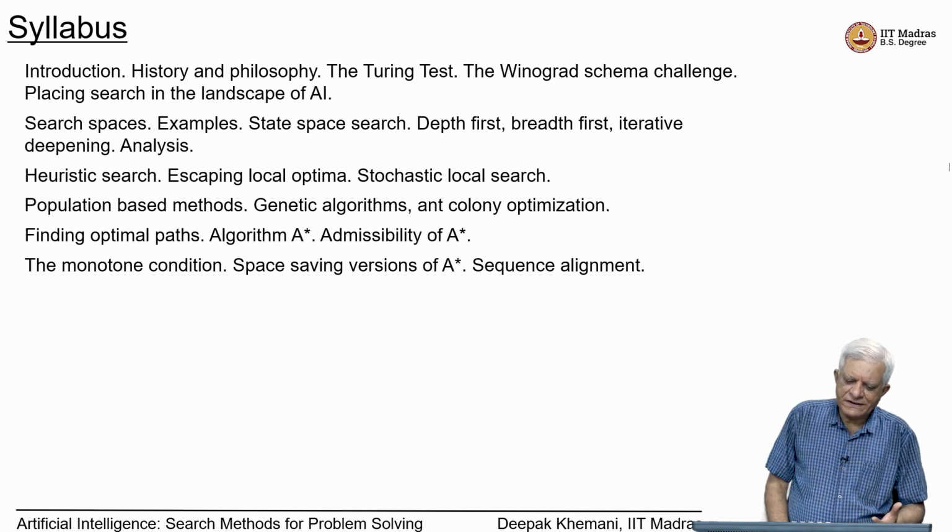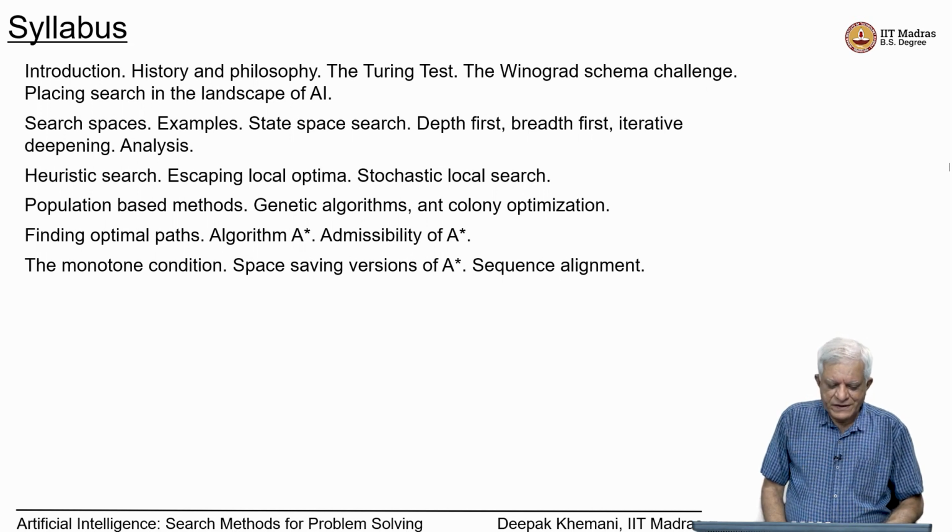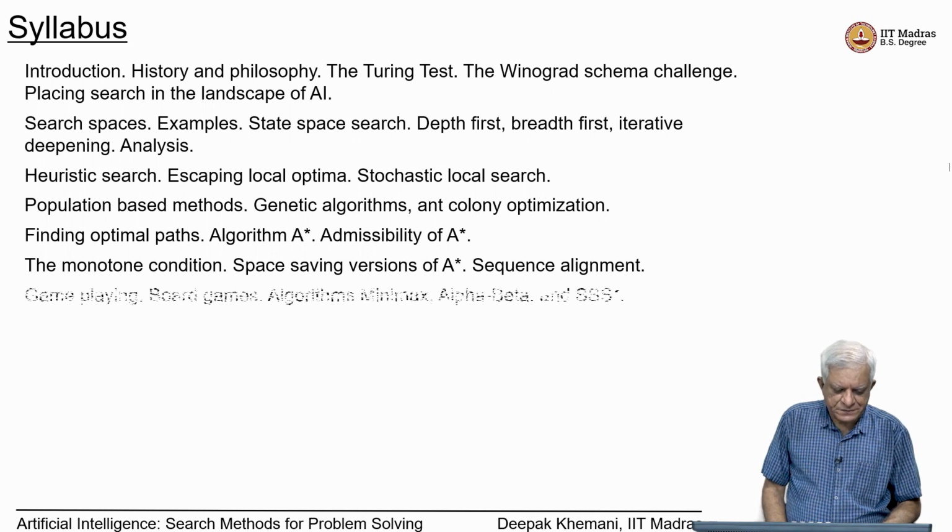After that, we will look at some space saving versions of A star. Throughout the course, we will see that one of the greatest adversaries that search faces is combinatorial explosion, because you are searching through all possible choices. The search tree tends to grow exponentially, and therefore, the space required would be exponential and the time also would be exponential. A lot of this part of the course would be trying to fight this combinatorial explosion. And we look at the problem of sequence alignment, which has come thanks to all the work in bioinformatics.